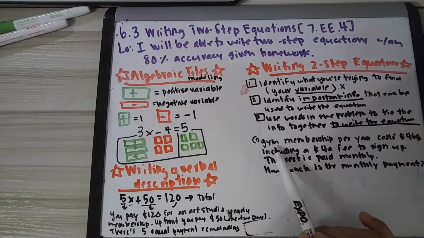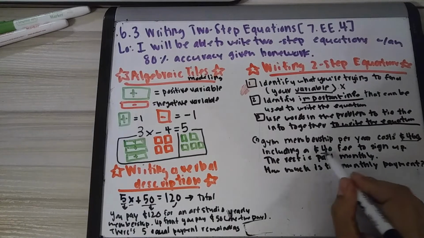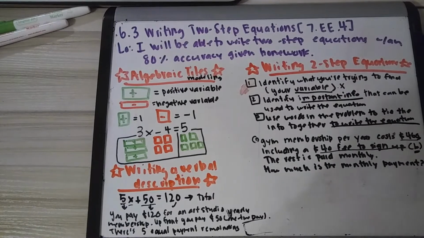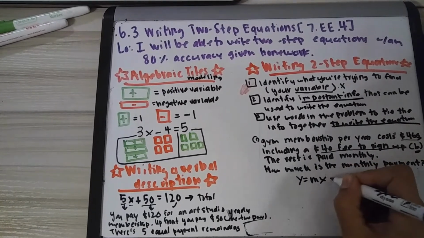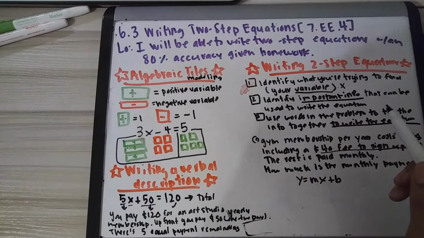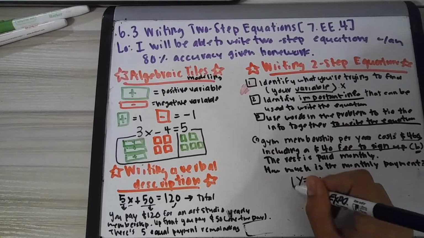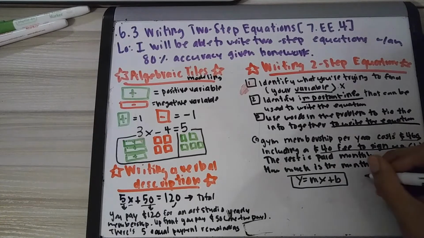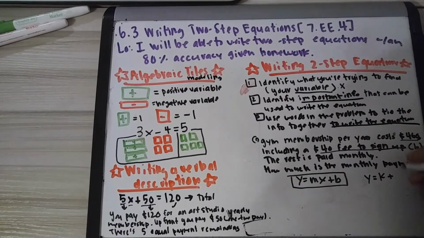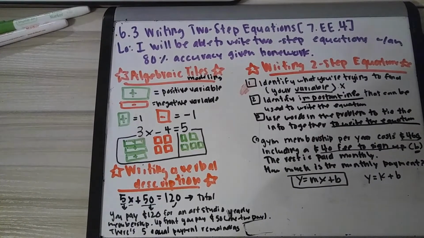So let's start highlighting or underlining the information that I'm given on this variable description. It says that a membership for a gym costs $460 a year, and that includes a $40 fee to sign up. So this is going to be my b. When I say signing up, that's going to be my b because that's my initial value. And then the rest is going to be paid monthly. So I need to see how much I'm going to be paying monthly. This is actually more for 8th grade, you'll see it in 8th grade, but I'm going to do y equals mx plus b, where b is my constant.